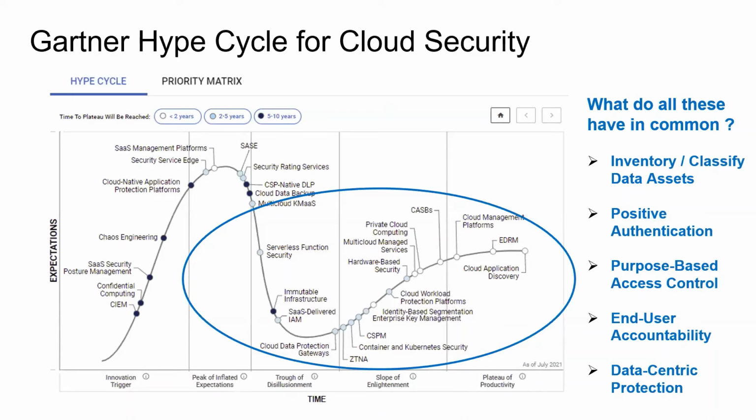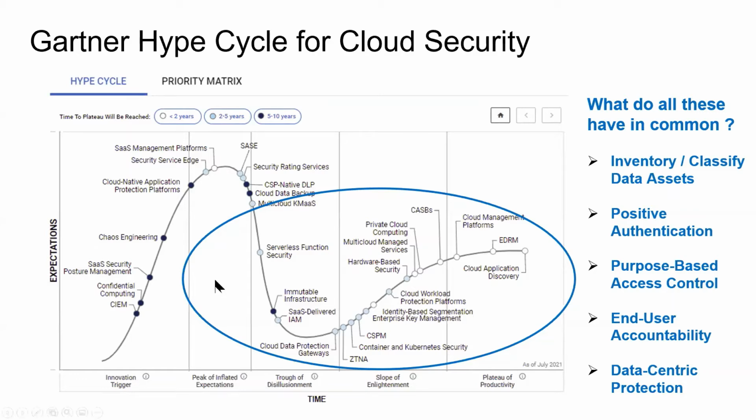So when you look at Gartner, this just happens to be their hype cycle for cloud security products, you can see all the things that have reached that level of maturity, where these are being put into production. They've kind of proven themselves out, and there's plenty of vendors in each of these areas that you can consider. There's a few common threads among all of this.